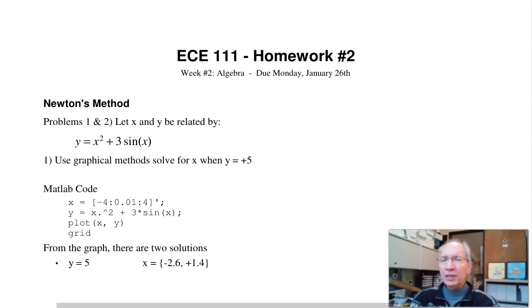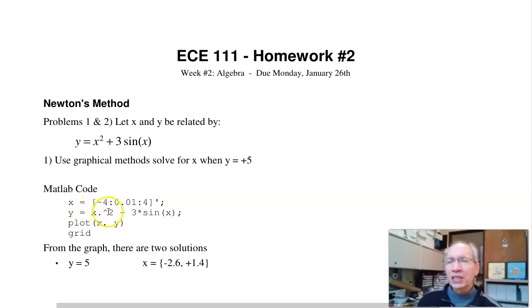Now the first problem is, suppose I have the following: y equals x squared plus 3 sine of x. Use graphical methods to find x when y equals 5. Well, graphical methods, the idea is to first guess what x is. I'm going to guess x is somewhere between -4 and +4, steps of 0.01. So this generated 800 points between -4 and +4. For all 800 points, I'll calculate what is y.